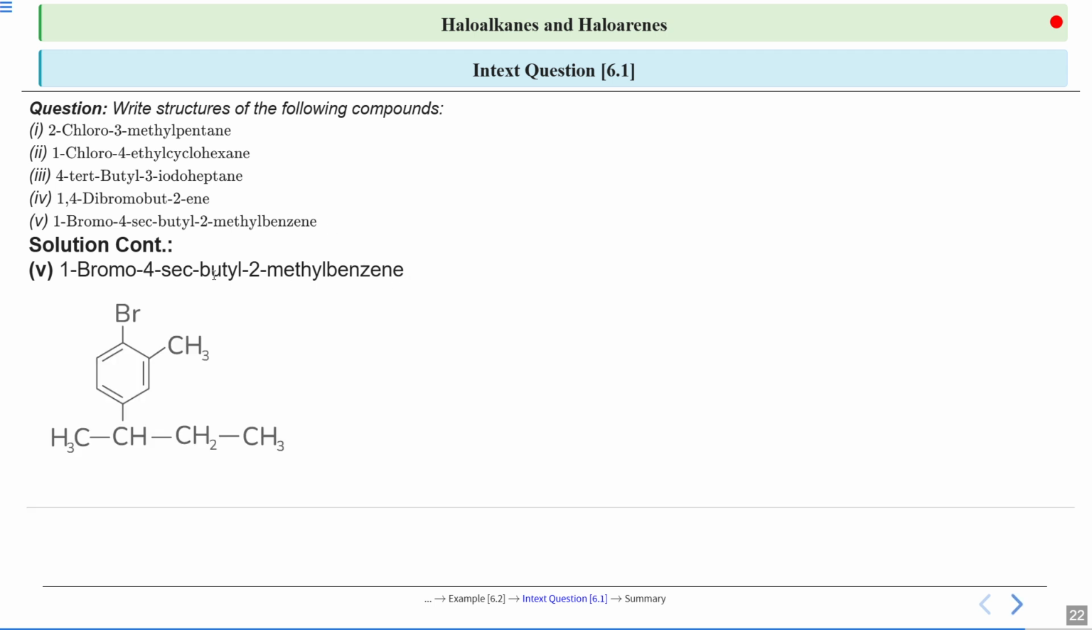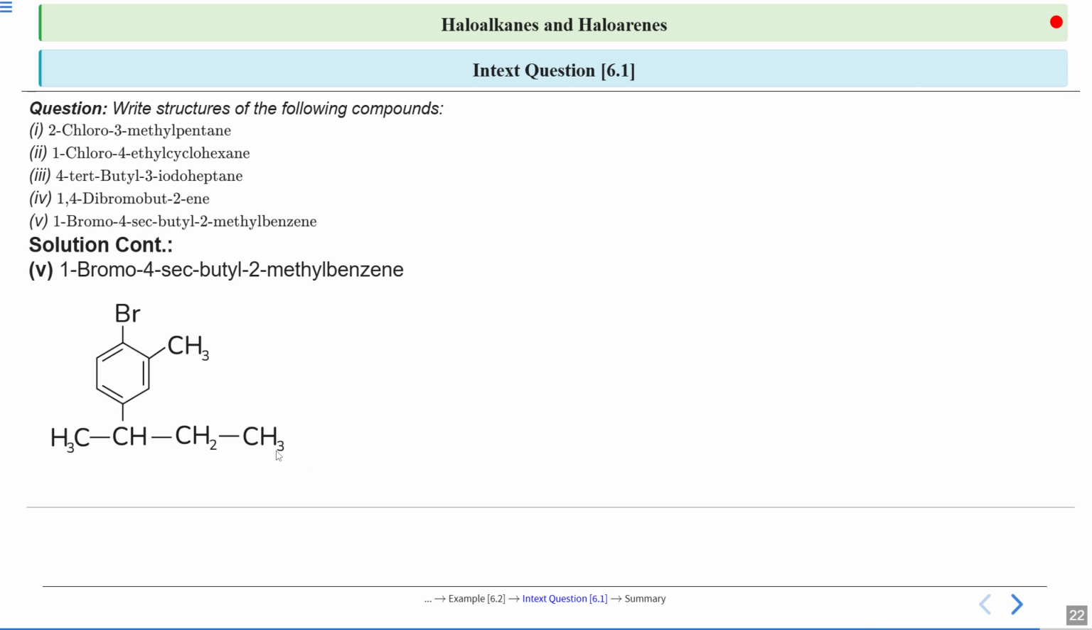Okay, so you first of all have to draw a benzene ring. Consider a first position at which you have to place the bromine. So let's say you are considering this carbon as the first carbon, so you will attach it with bromine. Relative to this first carbon, at the second carbon put a methyl substituent, and at the fourth position relative to the first carbon you have to put a secondary butyl.